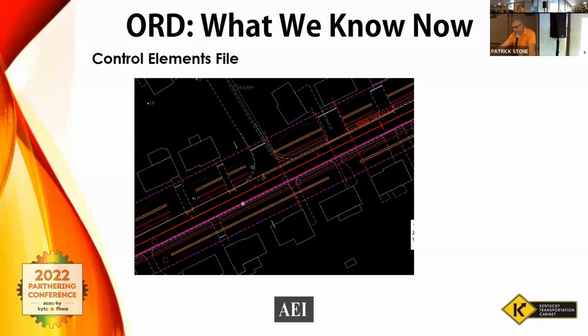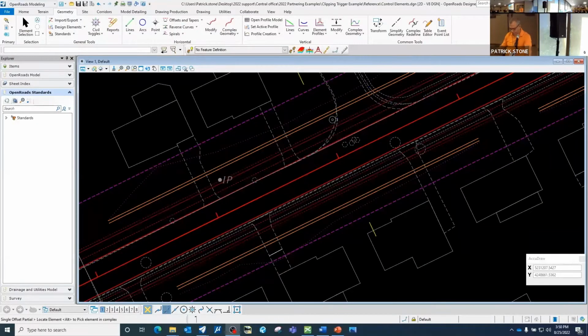Okay, and with that, we're recommending you build a control elements file. The file is basically just a file to store your control elements or clipping triggers, basically horizontal alignments that cause the trigger to work. So we're going to do some corridor clipping with these triggers, and there's multiple ways you can do this.